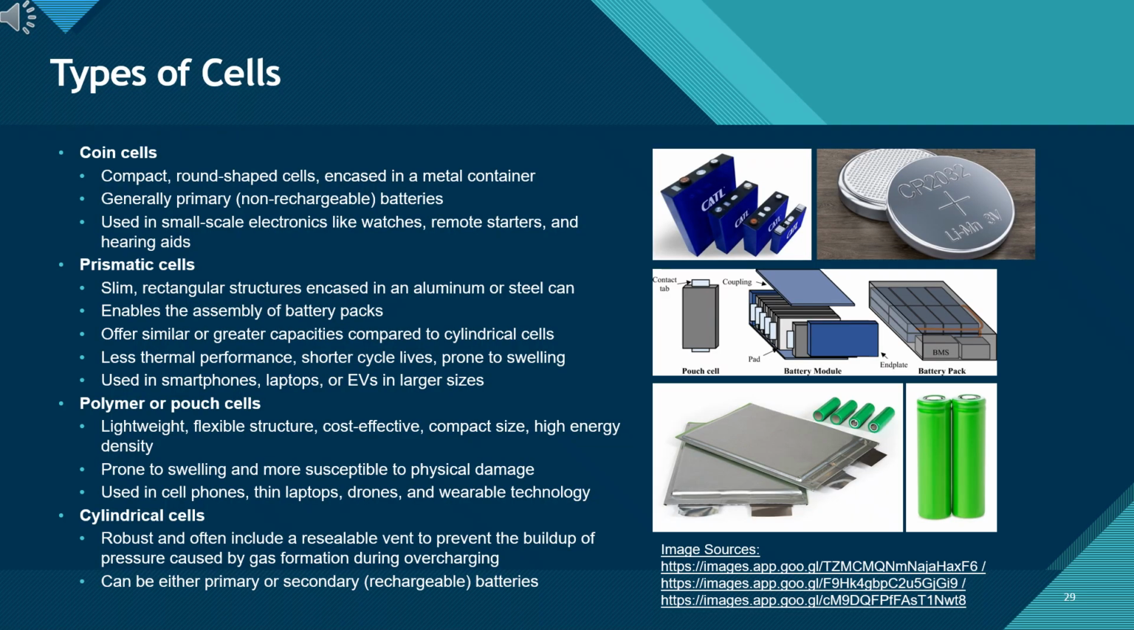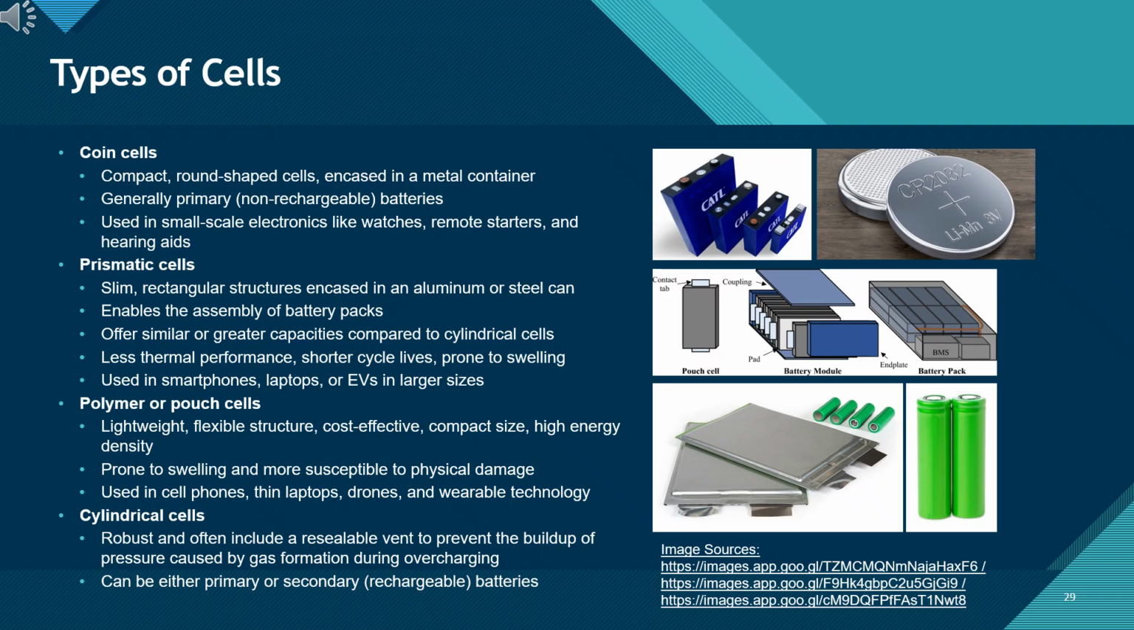Types of cells. We have spent this entire chapter discussing the chemistry inside the battery. Now, let's look at the packaging on the outside, what we call the form factor. Even if the chemistry is identical, the way we package the cell changes the manufacturing process completely. There are 4 main types you need to know.